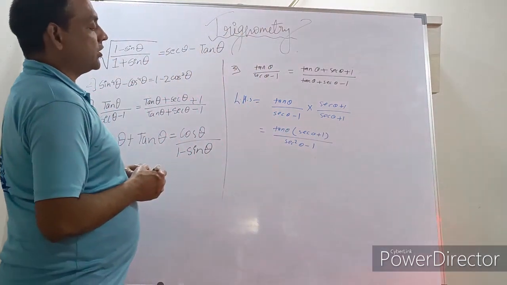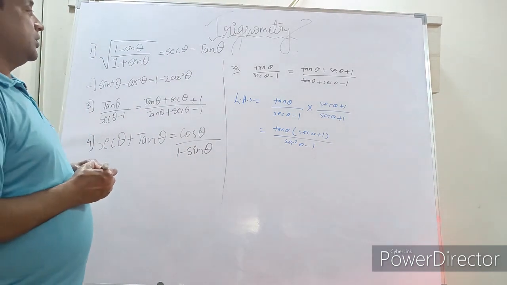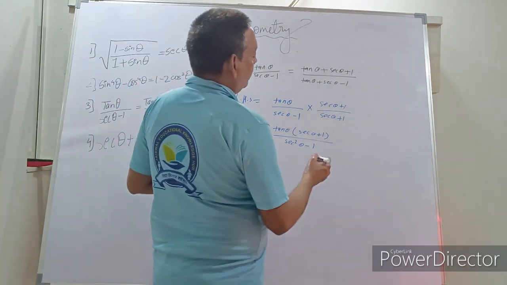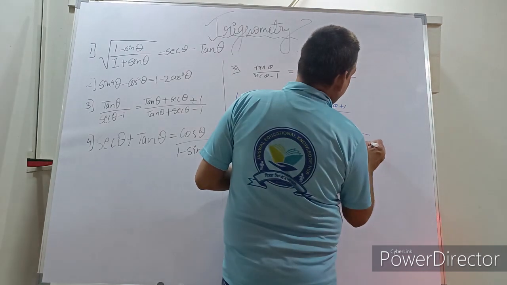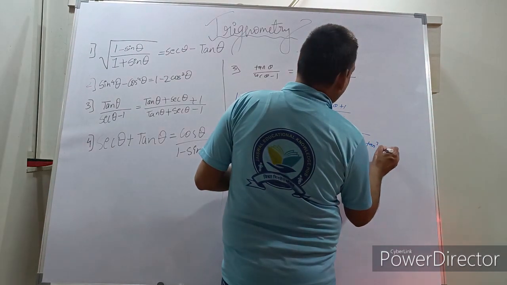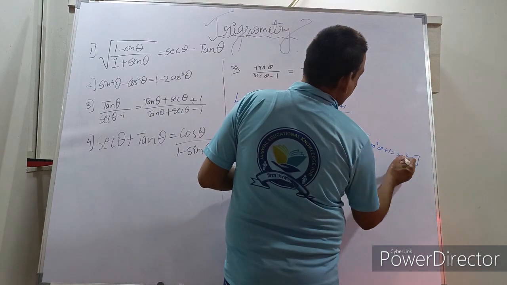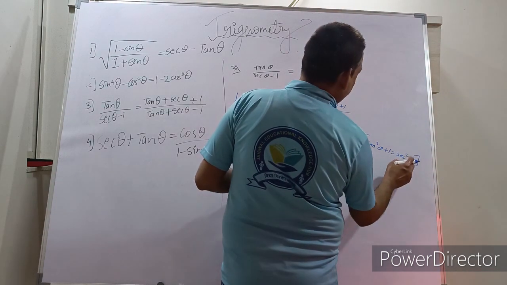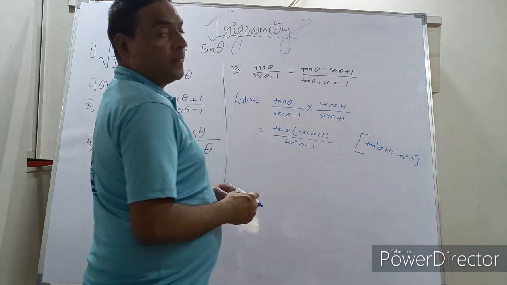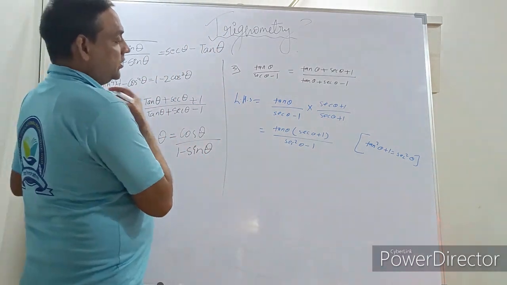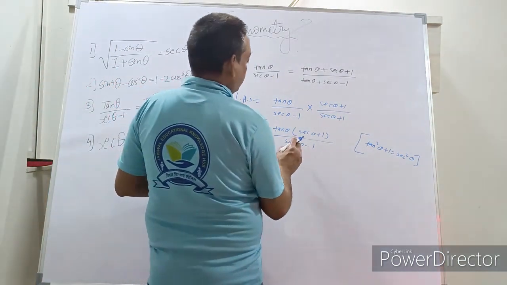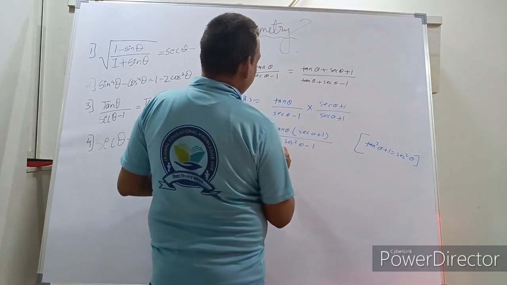Now what is the formula for sec square theta minus 1? The formula we have is tan square theta plus 1 is equal to sec square theta, and if you take the 1 to the other side, it becomes sec square theta minus 1 is equal to tan square theta. So sec square theta minus 1 is nothing but tan square theta.